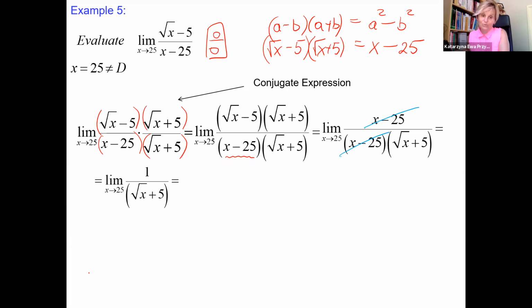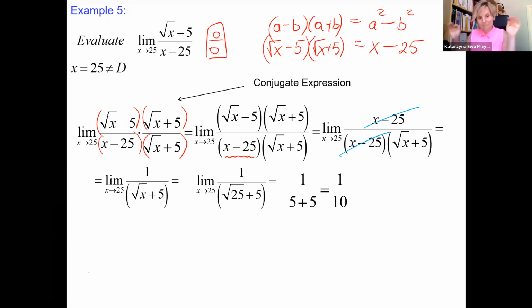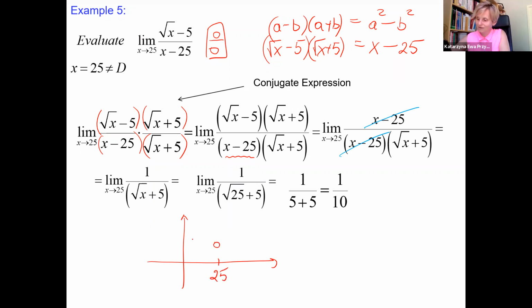We can substitute 25. Square root of 25 is 5. 5 plus 5 is 10, 1 over 10. The limit exists. As x approaches 25, we will have an empty dot at the height 1/10. We will not draw the function, but at 25, we will have 1/10. I don't know exactly how the function looks, but definitely at 25 it behaves like this.